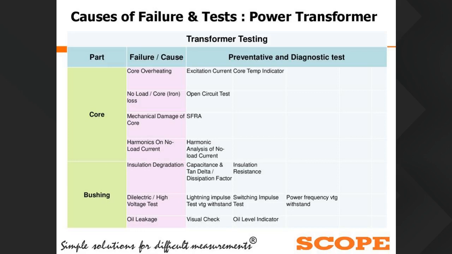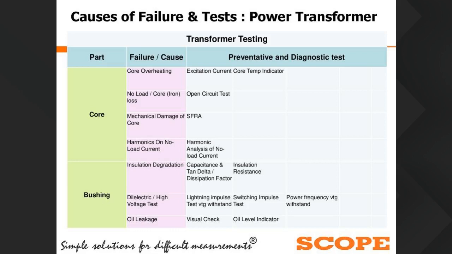Similarly, bushing, or we can say insulation degradation, we can find out with the help of capacitance, tan delta and DC insulation resistance test. Similarly, the second one, that is dielectric or high voltage test. These three tests, that is lightning impulse voltage withstand, switching impulse voltage withstand, and power frequency voltage withstand, are the type tests that we need to carry out. All three tests, that is lightning impulse, switching impulse, and power frequency, are only carried out during the type testing of the product.